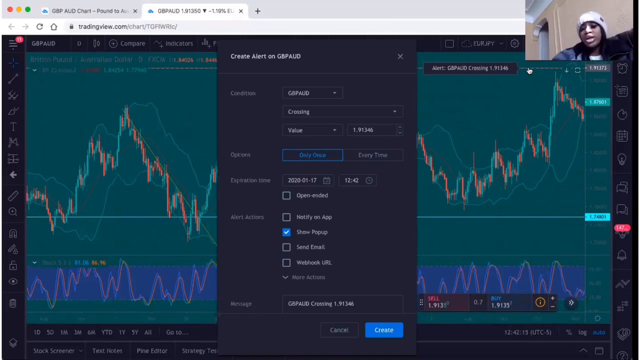You can get an app notification because this is not only a website, but this is an app that you can download, a pop-up, an email, and also a text to tell you, okay, hey, price is at this level. Look at your chart so you can make some money around this. Okay. So yeah, I think alerts are very useful.